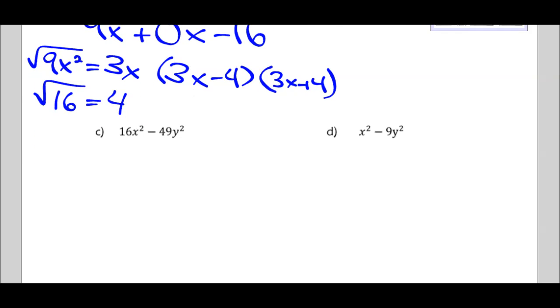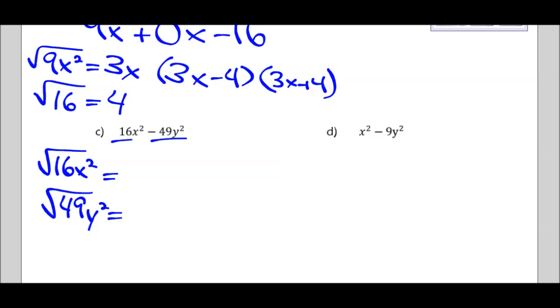What's the square root of the first one and the second one? What's the square root of 16x squared? 4x. What's the square root of 49y squared? 7y. Those are the two terms that go inside the binomial. One has a plus sign, one has a minus sign.